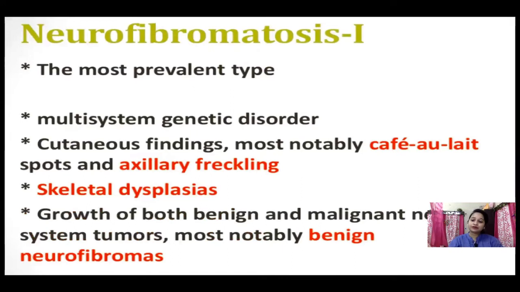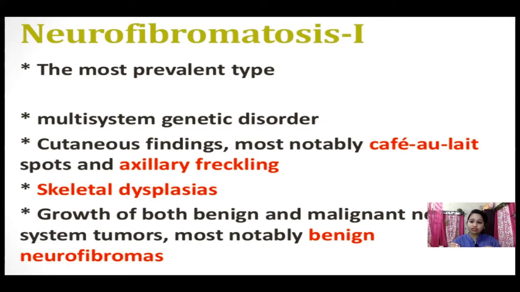All right. Neurofibromatosis 1 I'm describing a little bit because it's very important, prevalently seen, the most prevalent one, and it affects multiple systems; it's a genetic disorder. What will be the pathological impressions? The cutaneous finding most notably seen is the café au lait spot along with axillary freckling, and there will be skeletal dysplasia, growth of the bone, benign and malignant neoplasia of the systems, and most notably benign neurofibromas.